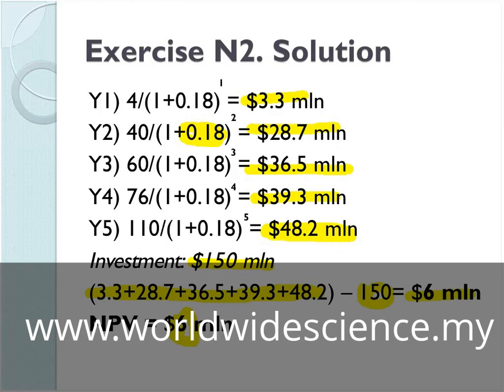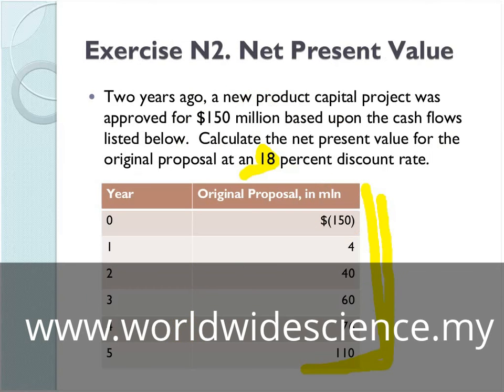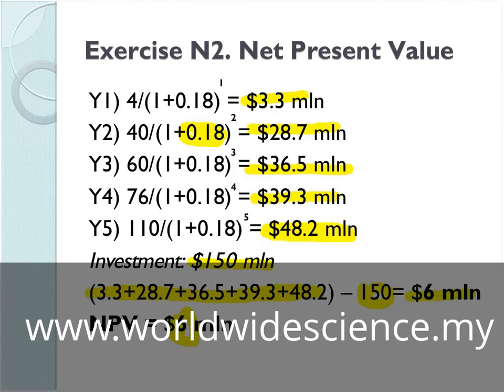So any questions so far on exercise number 2? It is the NPV calculation, but at 18% with the cash flow given to you right here in the slides. It's okay, yeah?